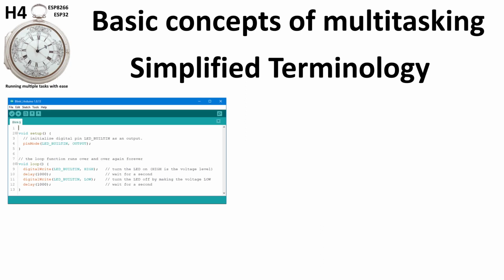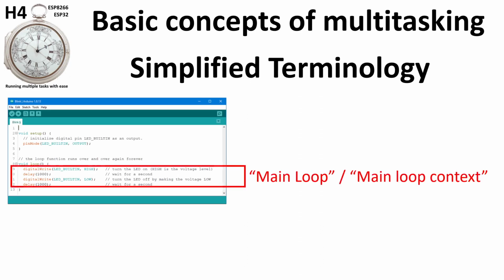There's your bog standard Arduino IDE Blinky code. That piece in the middle, which is the loop, we're going to call from now on the main loop. You'll understand why later. Sometimes we're going to even call it the main loop context.